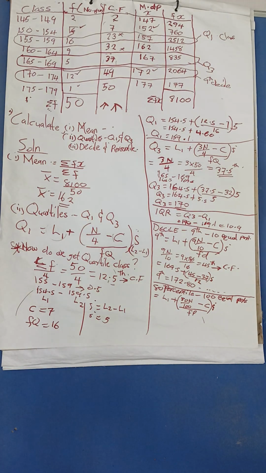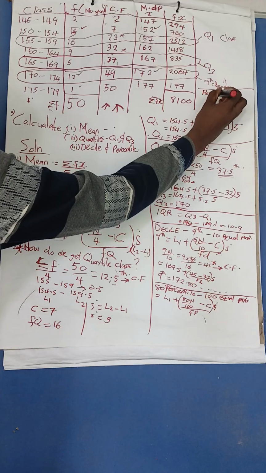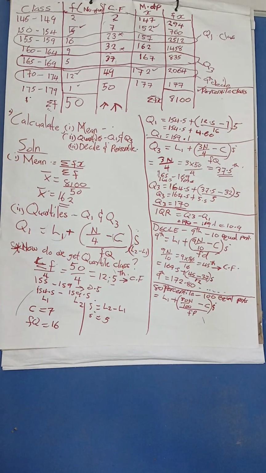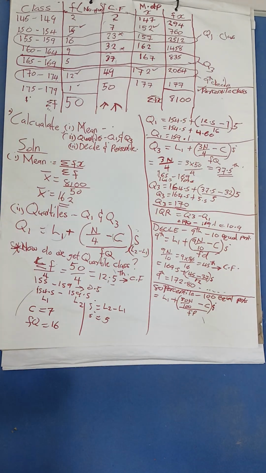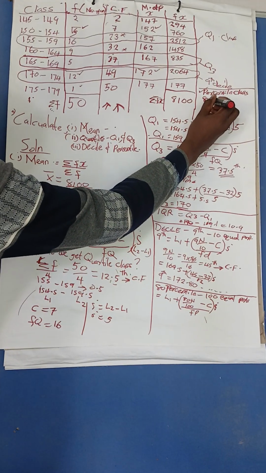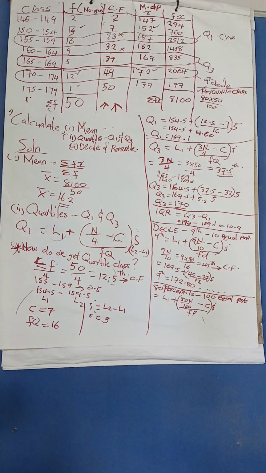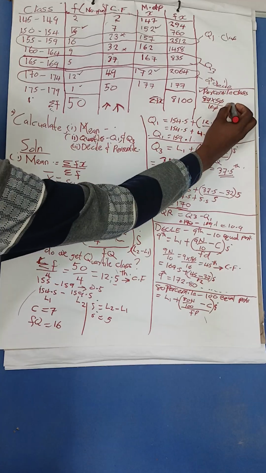Good. So after you have done that, you ask yourself, how do we get the percentile class? Let me do it here for you, because of space. Very easy. The way we have been doing, you'll use this 80n over 100. You take n, which is 50. So it will be 80 multiplied by 50, you divide by 100. If you do that, you'll have 40.